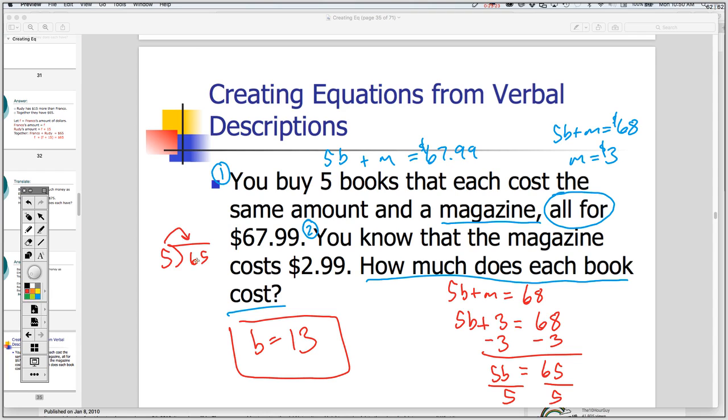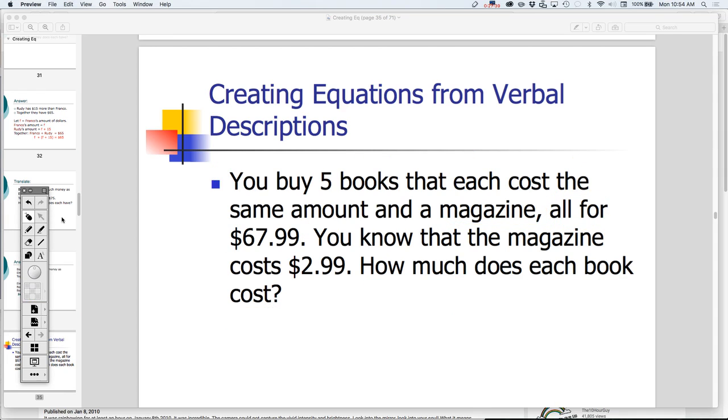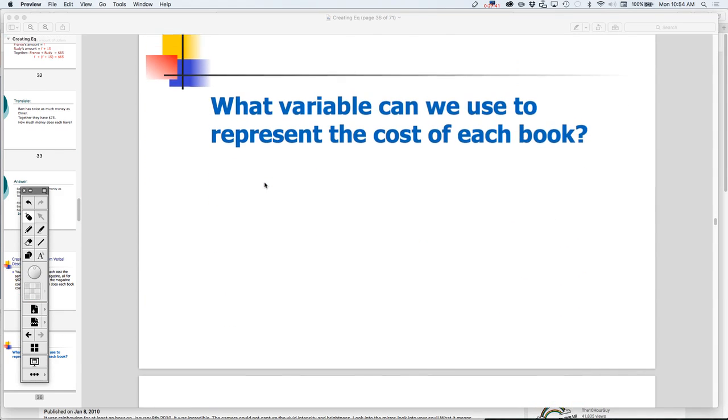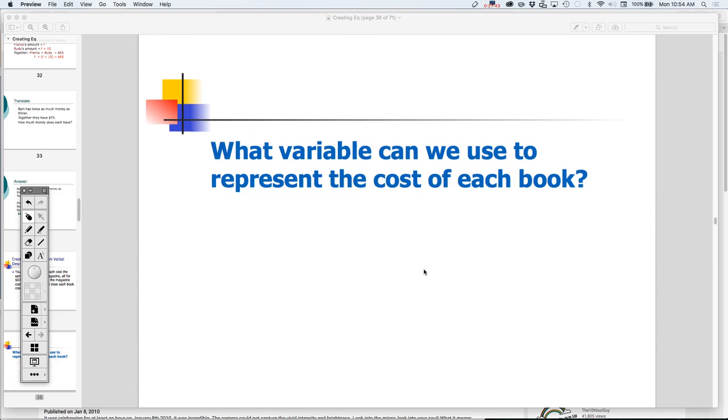What variable can we use to represent the cost of each book? Oh, actually, I'm sorry. Because this is from a PowerPoint, you can scroll through it and it asks all these questions. But we already went through everything, so no point in asking it twice.